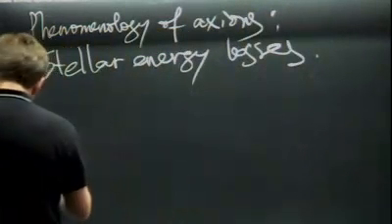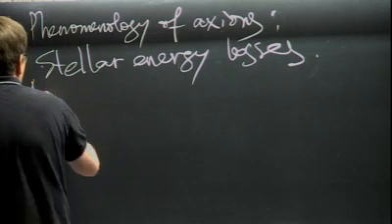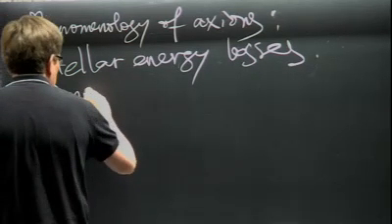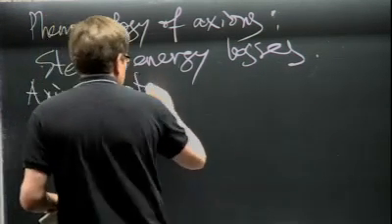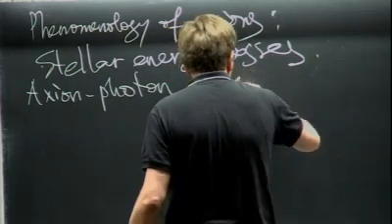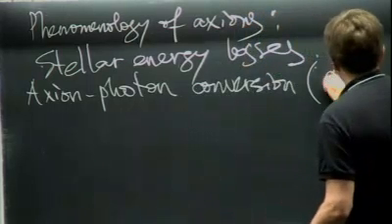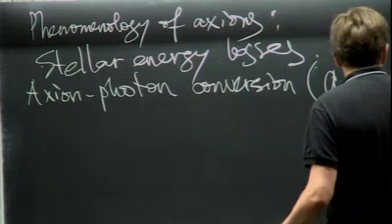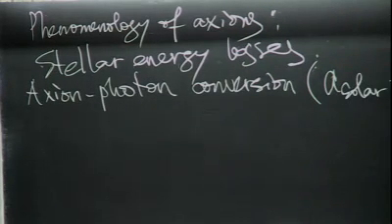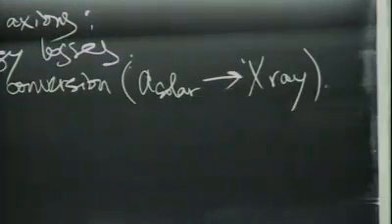Then if you have sources of axions, like the core of the sun, you can hope on detecting it by using the axion photon conversion.